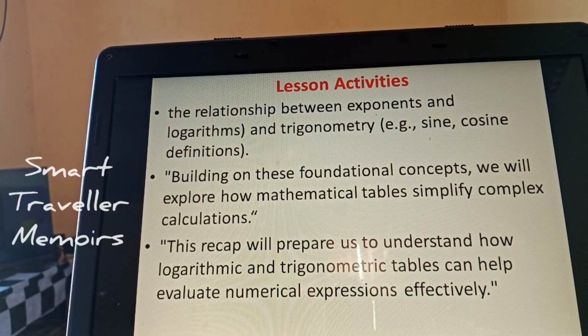I don't know why the camera or the phone went off. So let's go from where we had left.